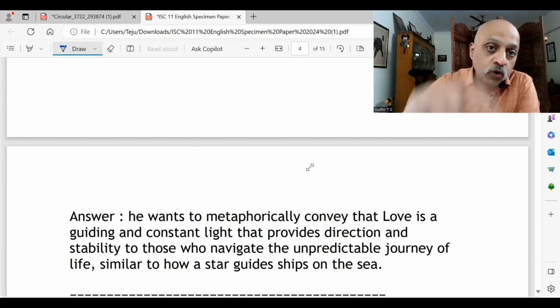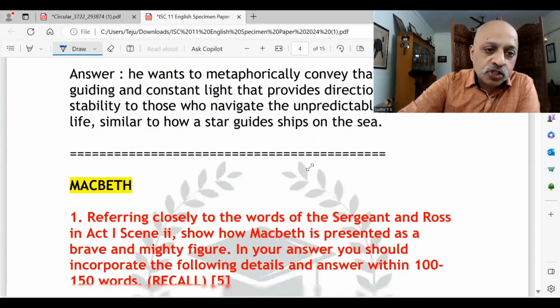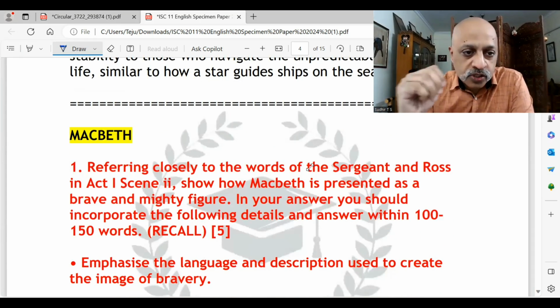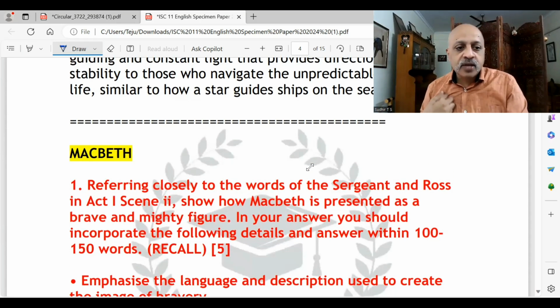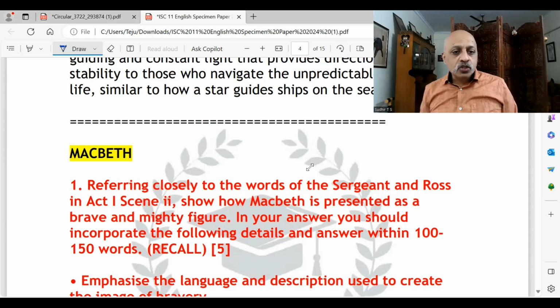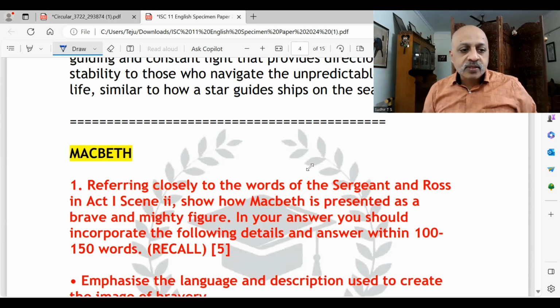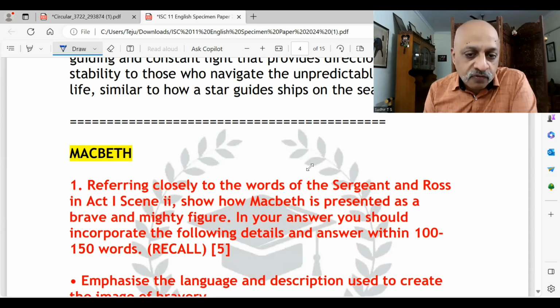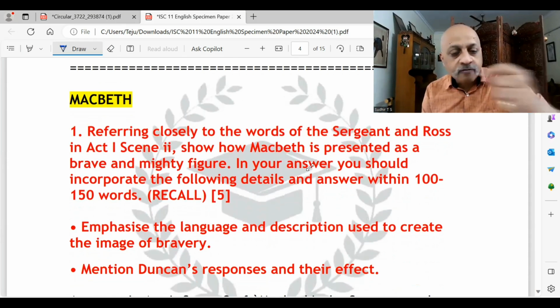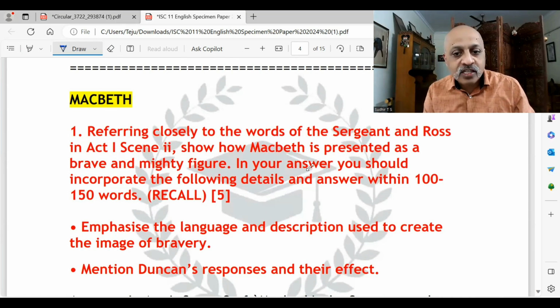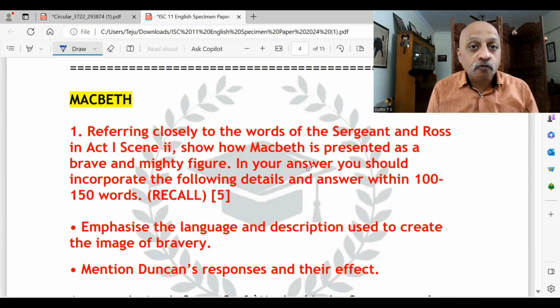Now let's come to the four questions of Macbeth, the two 5-mark questions and the two 10-mark questions. So look at the question carefully: referring closely to the words of the sergeant and Ross in Act 1, Scene 2, show how Macbeth is presented as a brave and mighty figure. In your answer, you should incorporate the following details and answer within 100 to 150 words. Emphasize the language and description used to create the image of bravery.